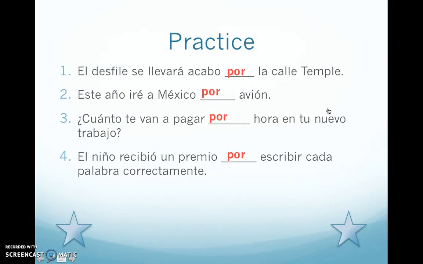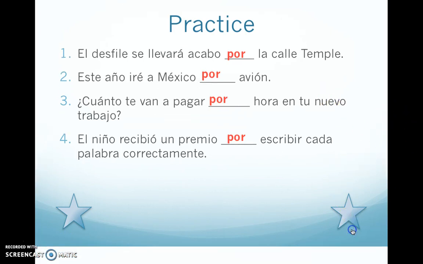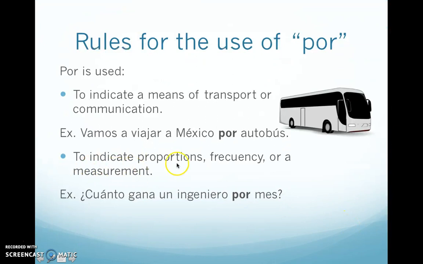Number 3. ¿Cuánto te van a pagar por hora en tu nuevo trabajo? Here we are talking about how much someone is getting paid by the hour. Therefore, our last rule applies. To indicate proportions, frequency, or a measurement.